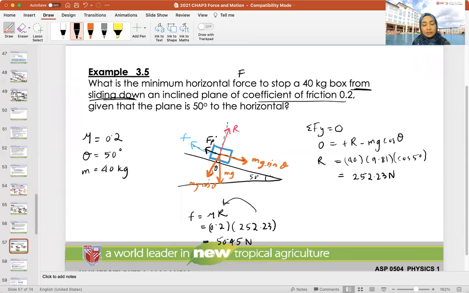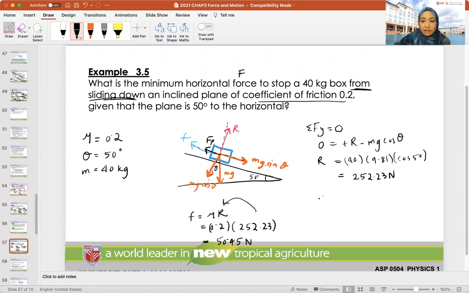Okay, everyone faham tak soalan ni sekarang? Faham tak what I'm trying to say here? Why the F is upwards? Faham. Okay, so I hope everyone is on the same page as me.